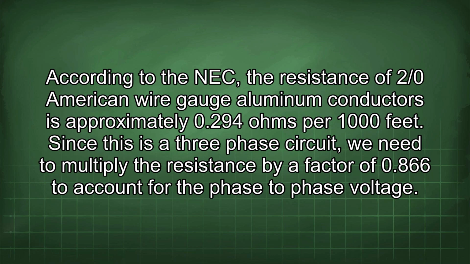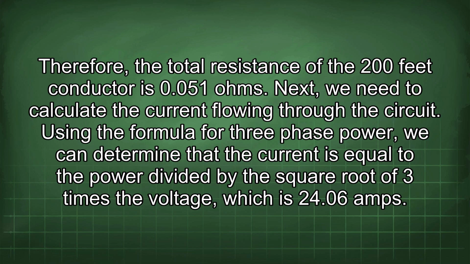According to the NEC, the resistance of 2/0 American wire gauge aluminum conductors is approximately 0.294 ohms per 1000 feet. Since this is a three-phase circuit, we need to multiply the resistance by a factor of 0.866 to account for the phase-to-phase voltage. Therefore, the total resistance of the 200 feet conductor is 0.51 ohms.